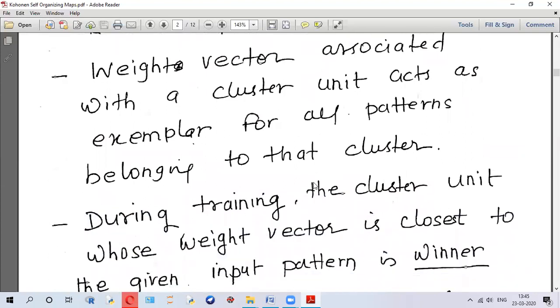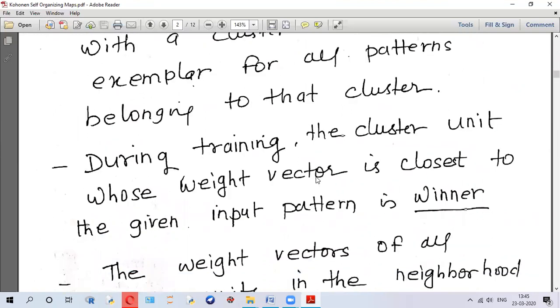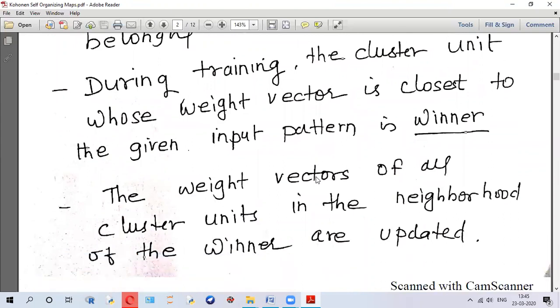Now, during the training, the cluster unit whose weight vector is closest to the given input pattern that we are trying to associate with one of the clusters would be declared as the winner. And the weight vectors of all the cluster units which are close to this winner neuron would be updated, and the rest of the weights will not be touched.